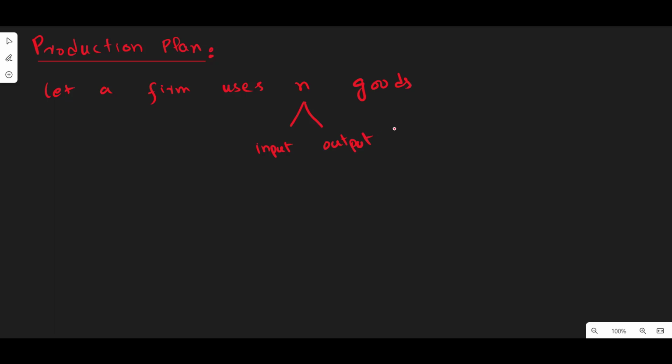Now let us suppose that we have a good J. J can be any good, and this good can be used as input as well as output. Now this is quite confusing, how a good can be used as input as well as output in a particular time. But it is not very difficult to understand it because sometimes we use factors of production such as land, labor, capital, and organization as input. And sometimes we do outsourcing. We hire or we use finished good as input to produce something else.